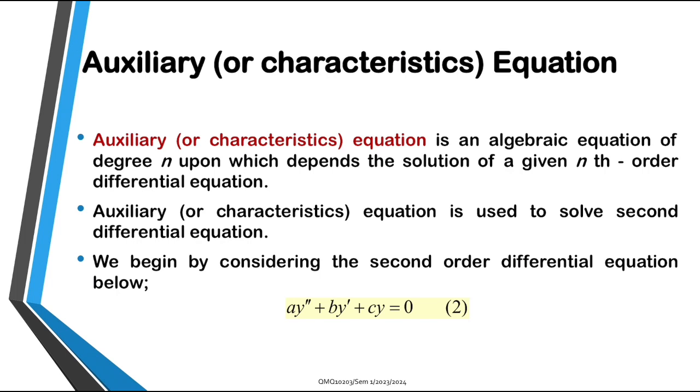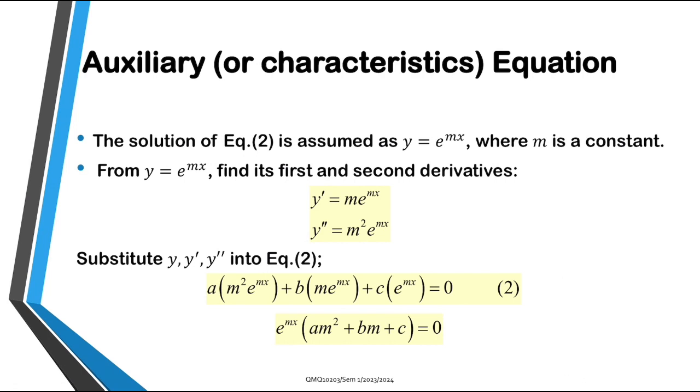Auxiliary or characteristic equation. An auxiliary or characteristic equation is an algebraic equation of degree n upon which the solution of a given nth-order differential equation depends. The auxiliary equation is used to solve second-order differential equations. We begin by considering the second-order differential equation below. Let's say we have the equation a y double prime plus b y prime plus c y equals 0, which is equation number 2. This is a homogeneous equation where a, b, and c are constants.